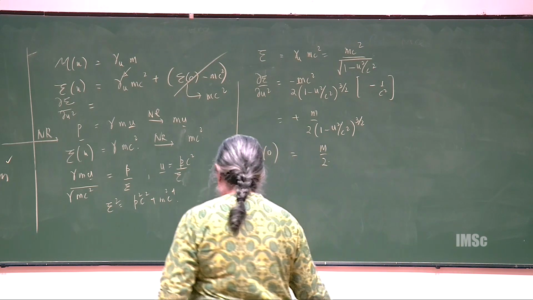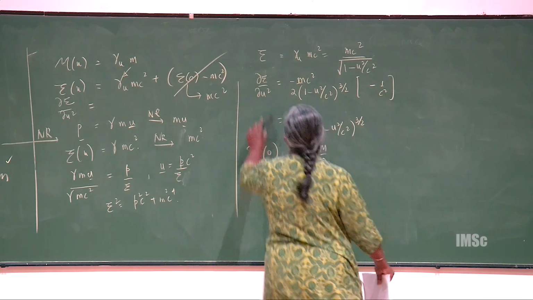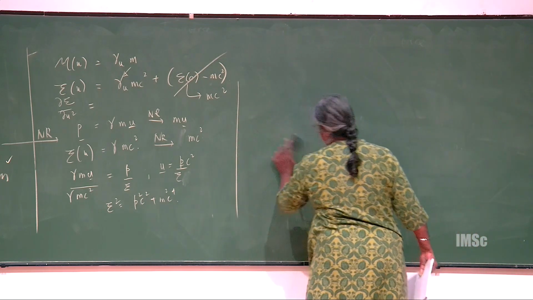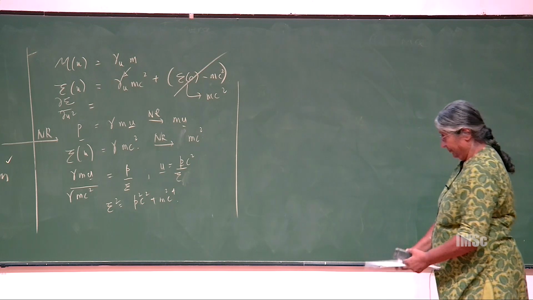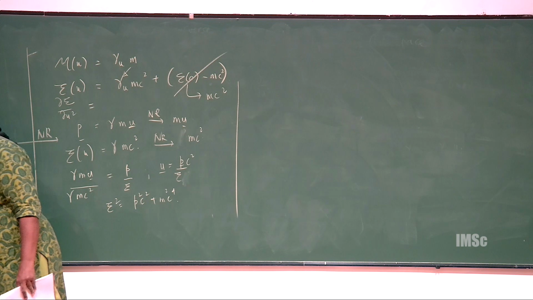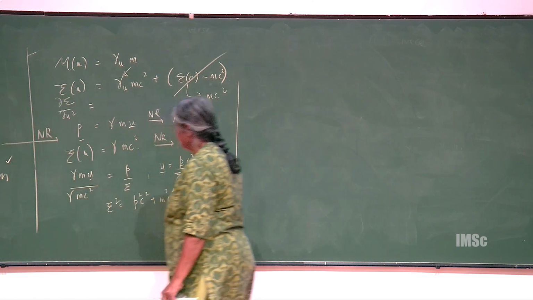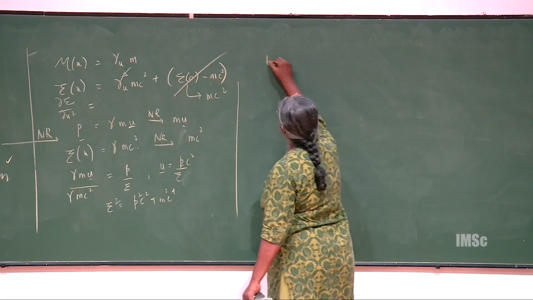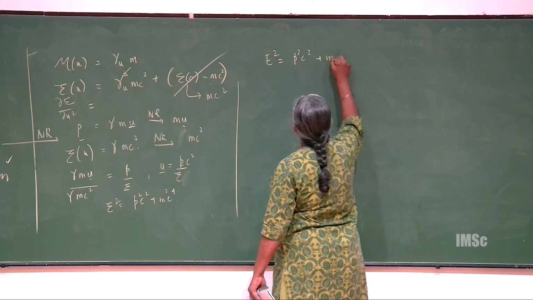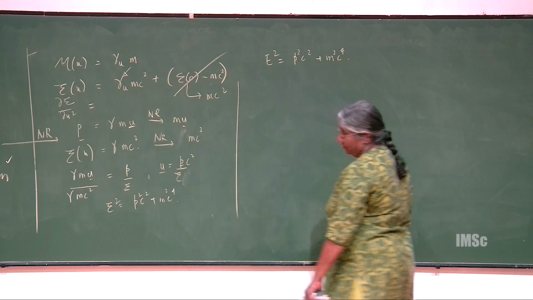So I have now immediately two statements to make. I will stop writing script E now because now I have got the exact relativistic value. Let me just call it E. So this is Einstein's mass energy relationship. P squared c squared plus m squared c to the power 4 is equal to E squared. So what does this mean?